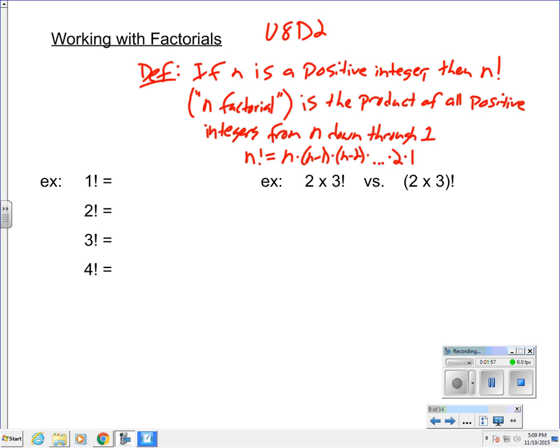So one important note here, by definition, 0 factorial is 1. So we say 0 factorial is always 1.